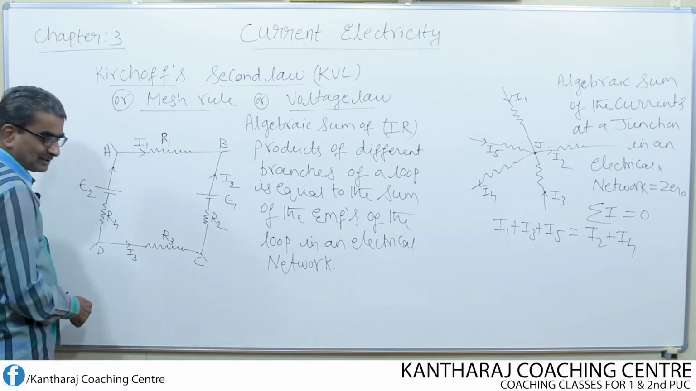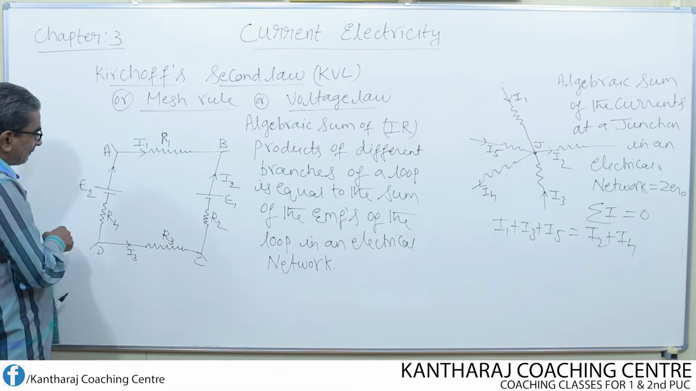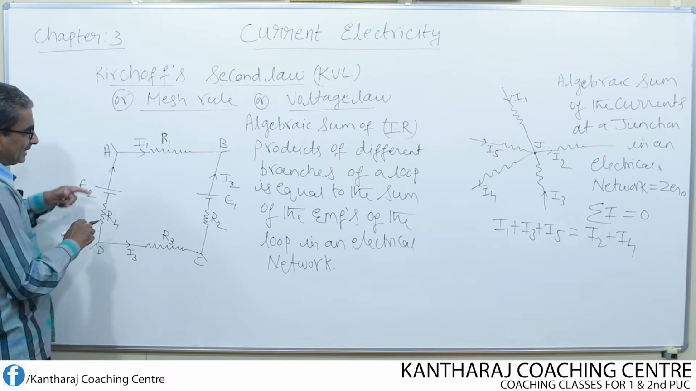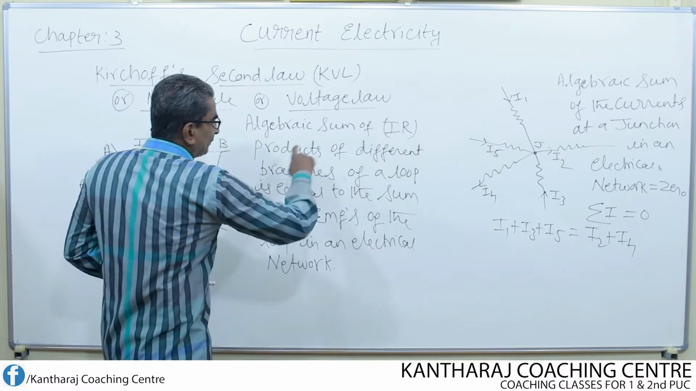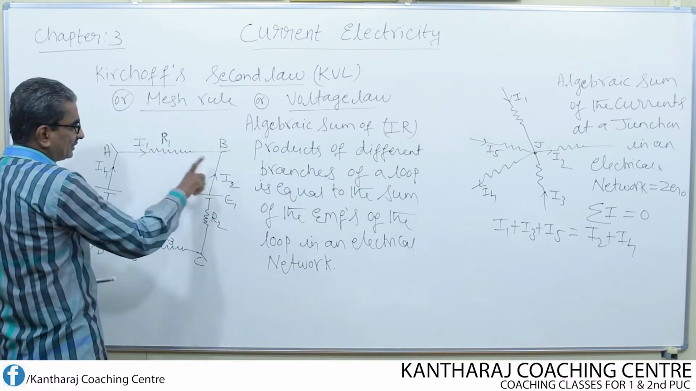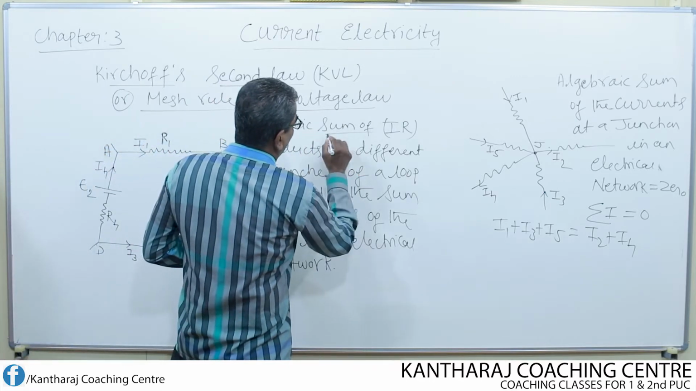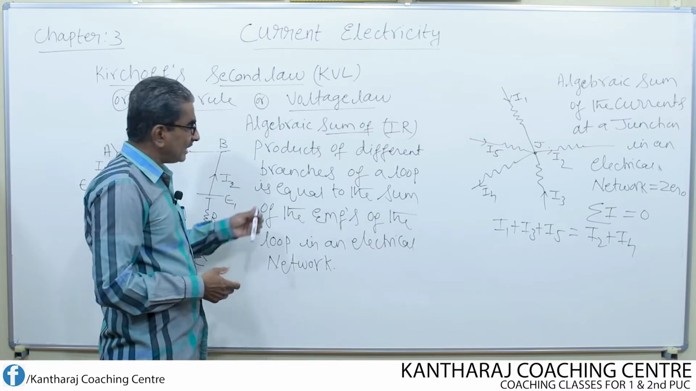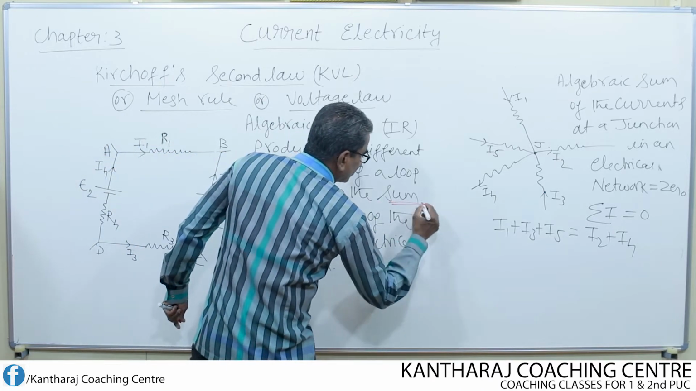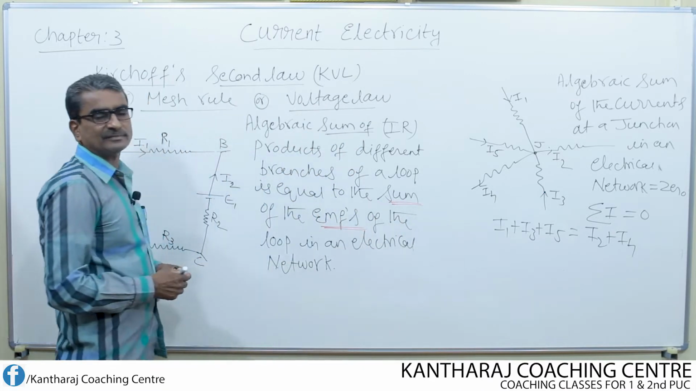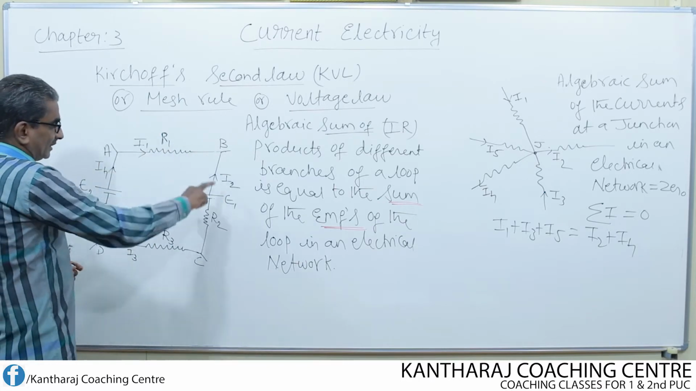Of branch 3, what is the IR product? I3 R3 is the IR product. Branch 4, that is AD, IR product is R4 and I4. So according to the law, the IR products of different branches, sum, that is very important, sum of IR products of different branches of a loop would be equal to the sum of EMFs. Okay, sum of EMFs. So this is the loop.